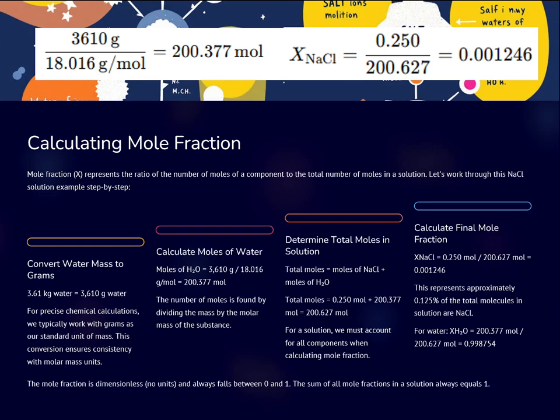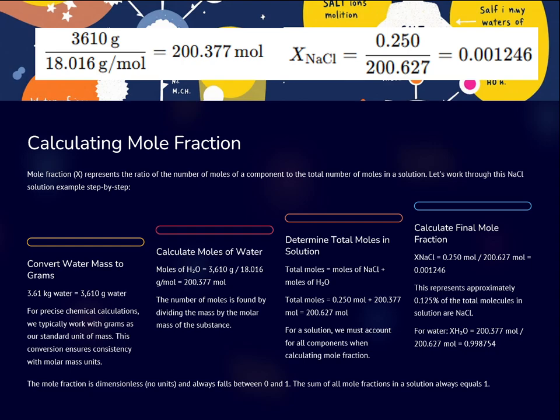Next, we calculate mole fraction. We need to know the moles of water if we're going to calculate mole fraction. So we will need to convert the 3.61 kilograms, or 3,610 grams, into moles using water's molar mass, which is about 18 grams per mole. So in order to accomplish this, we'll take the 3,610 grams, and then divide by 18. When we put that into the calculator, we get a value of about 200.377, depending on how many significant figures we want to keep. But we're not done.